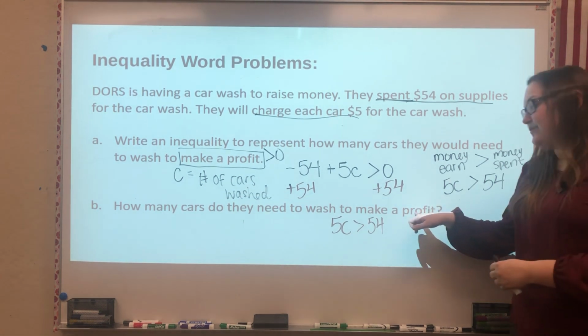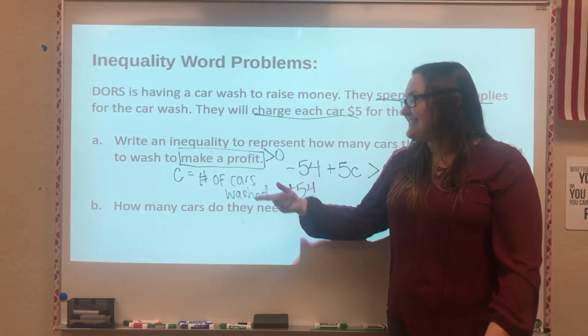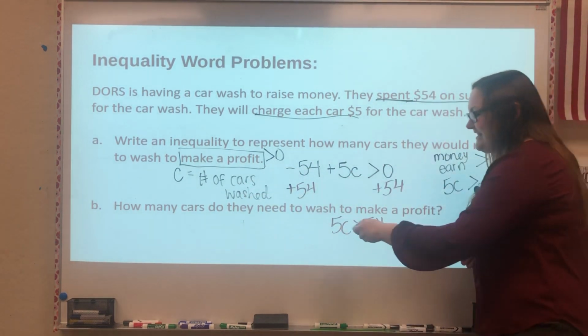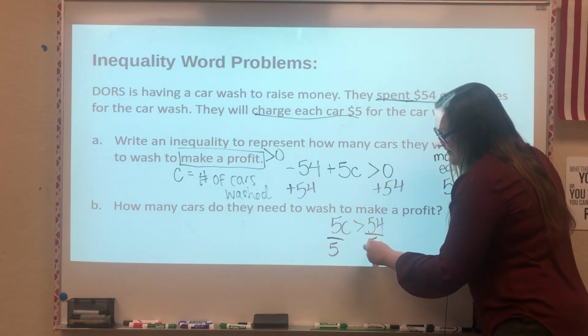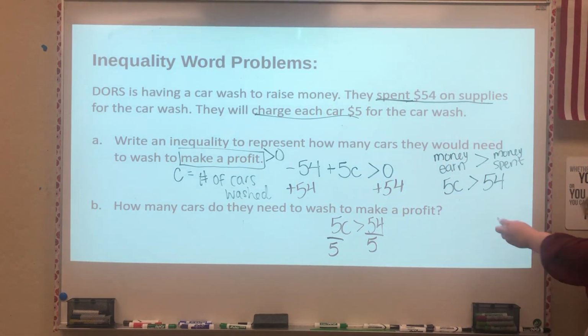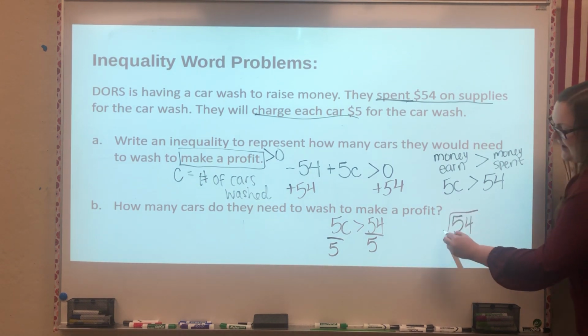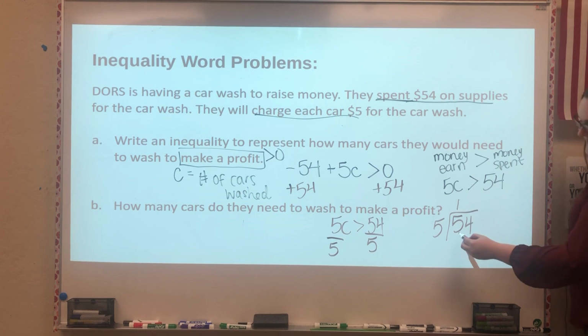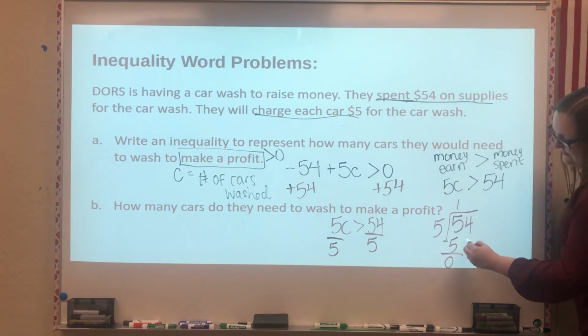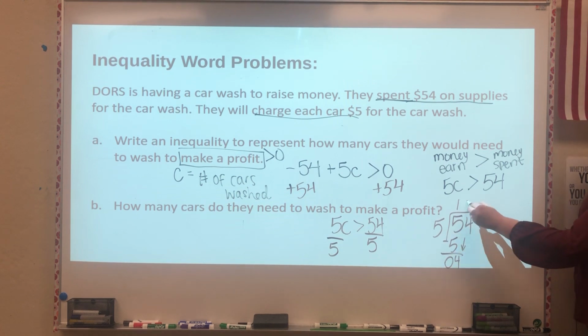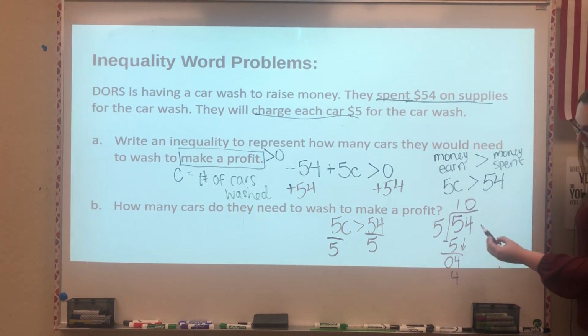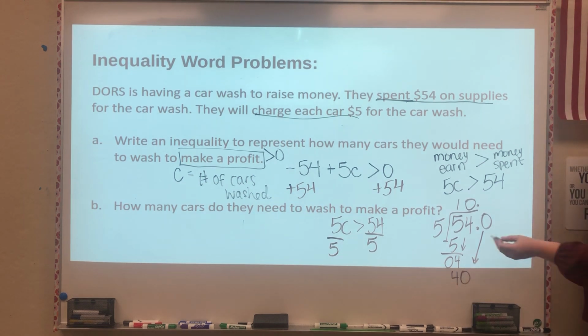Well, to answer this question, we need to solve for C. Since C is the number of cars washed, we're almost there. The last step is dividing by 5. If I want to do 54 divided by 5, I know 5 goes into 5 one time. That leaves me with a remainder of 0. If I bring down that 4, 5 goes into 4 0 times, so that still leaves me with a remainder of 4. We learned that you can get the decimal answer by putting a 0.0 there. That helps us because it gives us another number to divide with. And then we can say 5 goes into 48 times, and so we're left with 10.8.